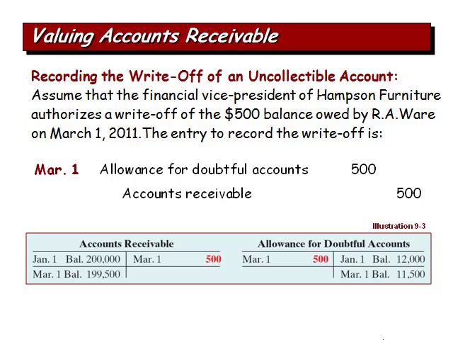So here you can see that we're crediting accounts receivable for $500 and debiting the allowance account. So we reduced our accounts receivable to $199.5 and reduced our allowance for doubtful accounts to $11.5. If we net those out, we come up with the same amount we had before.